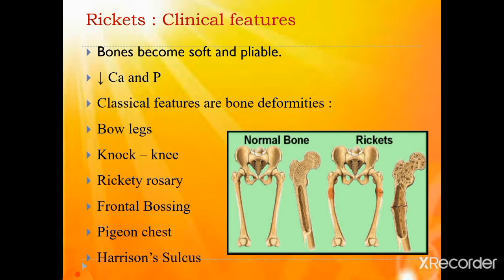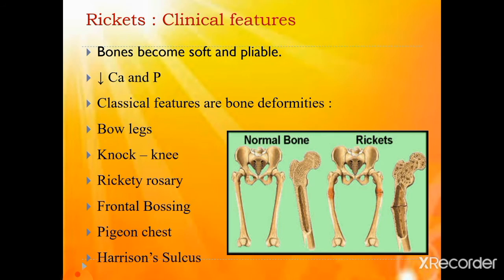The legs will be bow shaped, because the weight bearing bone is not hard. The leg bones need to be very strong and hard. So, if the weight bearing bone is soft, it becomes bow legs. Due to the weight of the body, it becomes bow shaped.